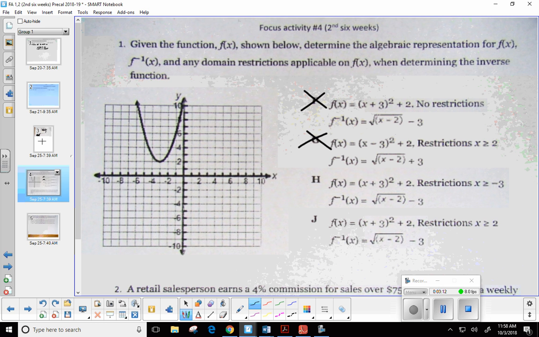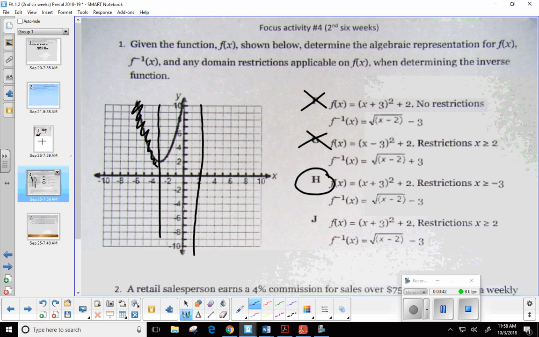Well, let me go ahead and draw these vertical lines here. There's -3, and there's 2. Imagine that's a straight line. So which one's going to make more sense to cut half the graph off? H. If I say it only exists greater than or equal to -3, well, that means I'm cutting it off there, so now it's going to be 1-to-1. It passes the horizontal line test. So without even having to find the inverse, I know the answer's got to be H.